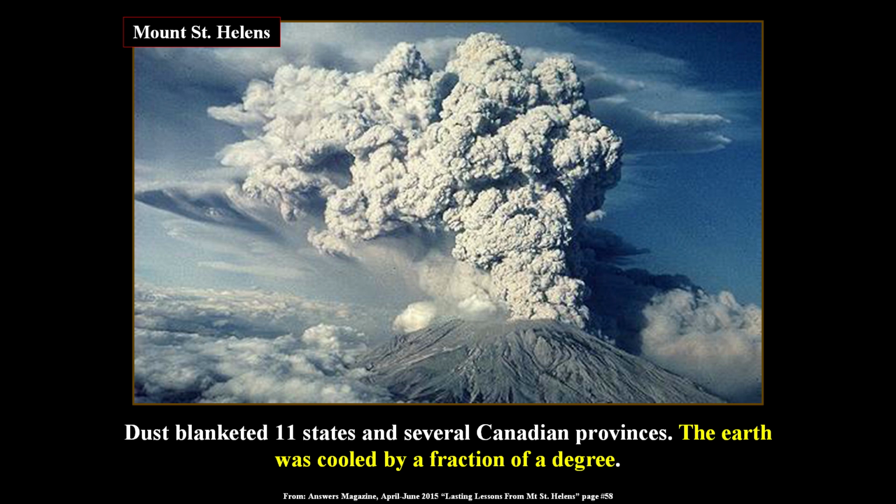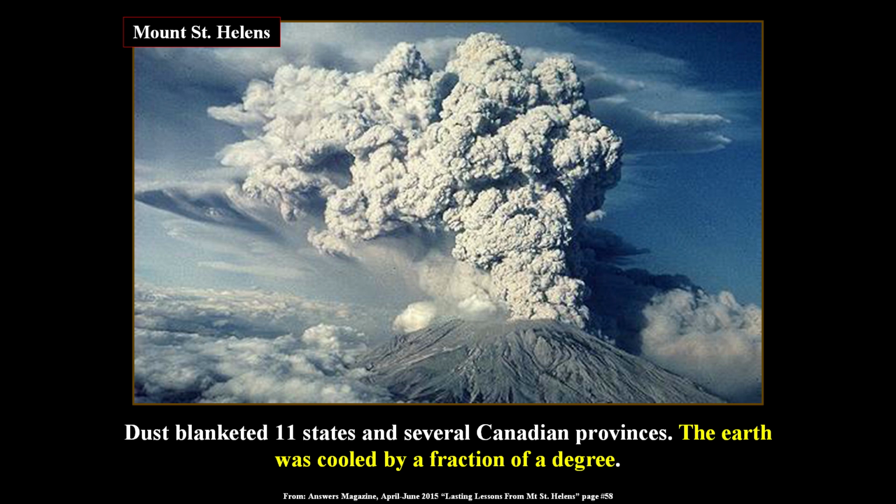If one volcano cooled off the planet by a fraction of a degree, can you imagine if there's volcanic activity going on all around the planet, how that would affect the temperature of the entire earth. That's just amazing, guys. Just to think of what Mount St. Helens did for the entire planet. It's so hard for me to wrap my brain around how it affected the entire planet's temperature by a fraction of a degree.